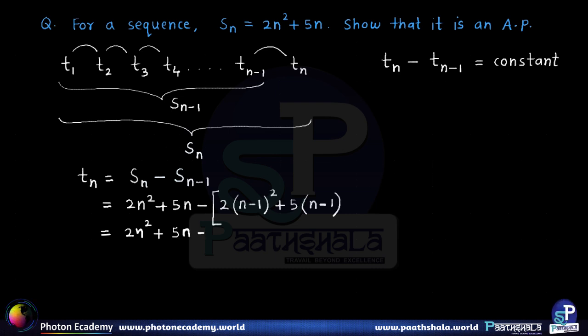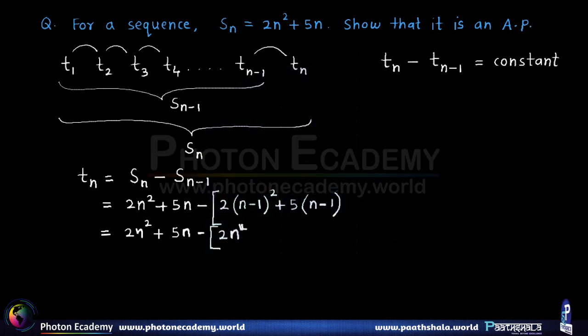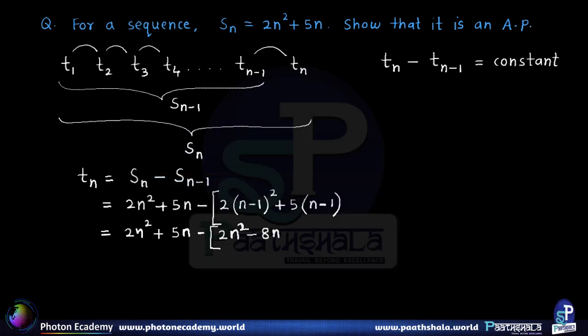minus, now into the bracket, whenever we open the square we have n square, which when multiplied with 2 gives us 2n square. Alright. Then the middle term is minus 2n gets multiplied with 2, so that gives us minus 4n, and we have plus 1 which gets multiplied with 2, which again gives us plus 2, and opening the second bracket we have 5n minus 5.